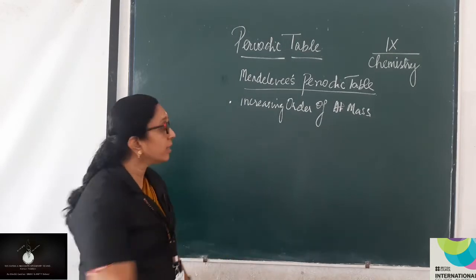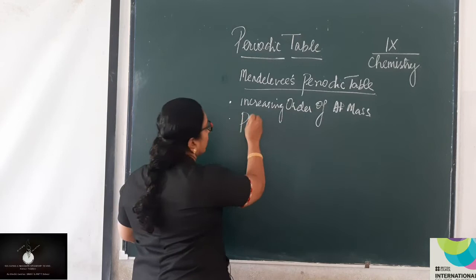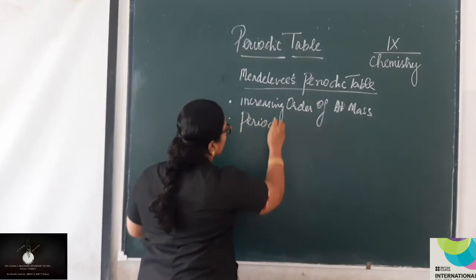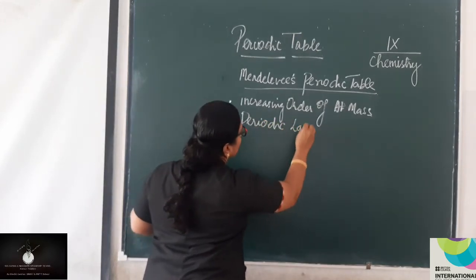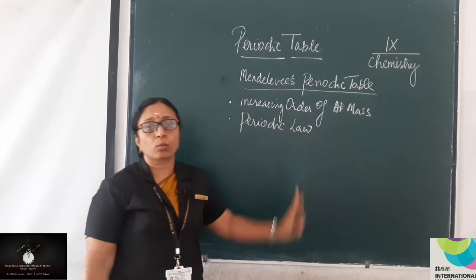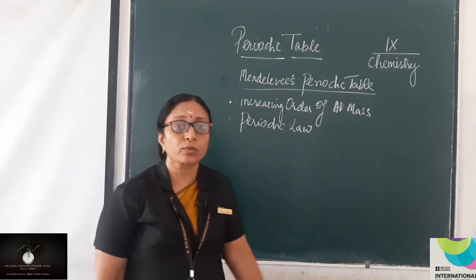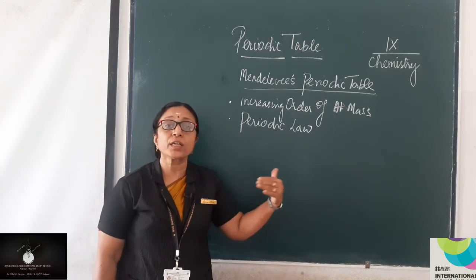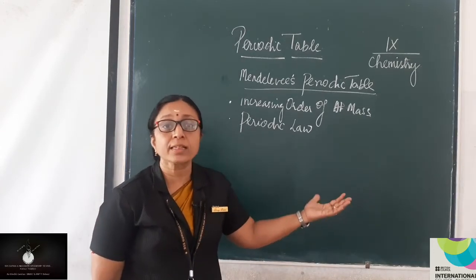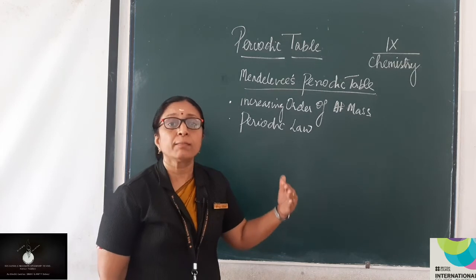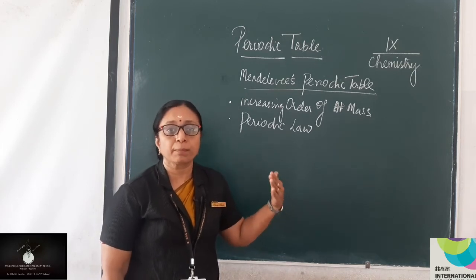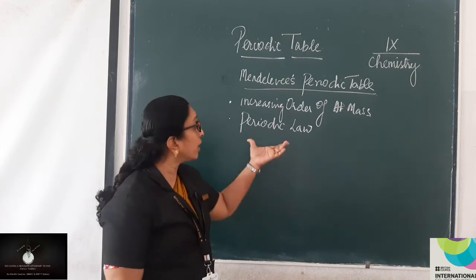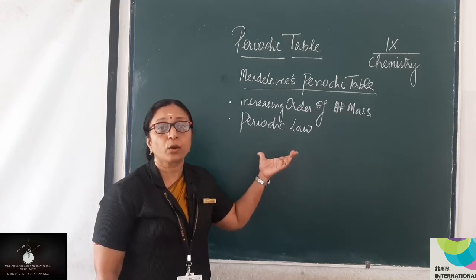The second point is periodic law. What does Mendeleev's periodic law say? When elements are arranged in the increasing order of their atomic mass, they show similar physical and chemical properties. Okay, so that is called Mendeleev's periodic law.